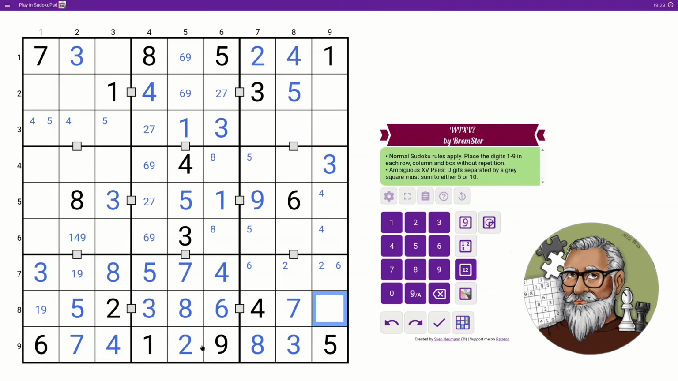So is this one. However, we can't have 1 in this cell as we already have a 1 in the column. So that's a 9. That's 1. That's a 9. Which means that that's a 1. So far, so good.